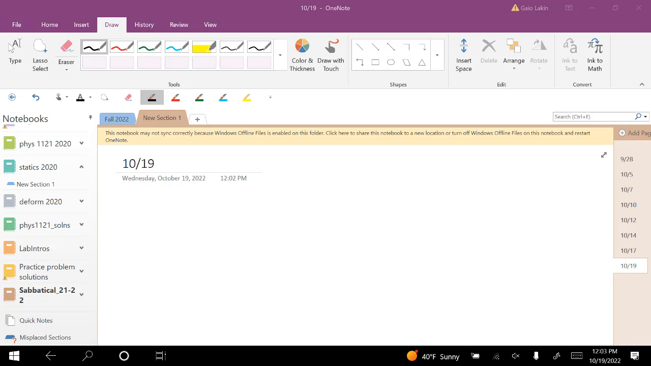We're getting into something new today. So the new topic is internal loads and beams.